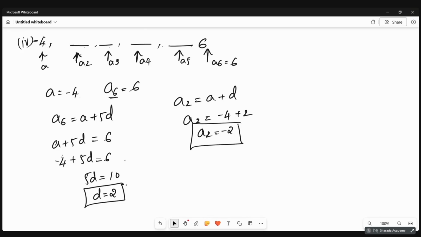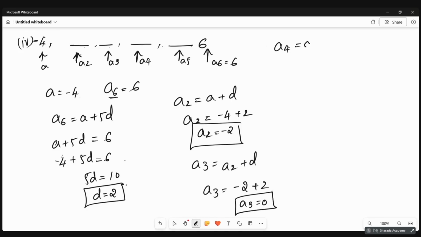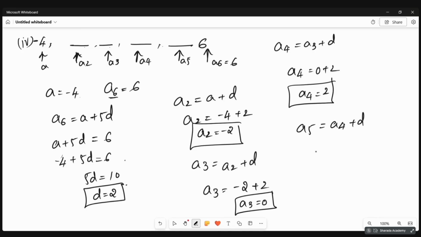Understood? Where you went wrong? A3 is what? A2 plus D. So A3 is equal to minus 2 plus 2. A3 is equal to 0. A4 is A3 plus D. So A4 is equal to 0 plus 2. It is 2. And A5 is also equal to A4 plus D. So A5 is equal to 2 plus 2. So it is 4.